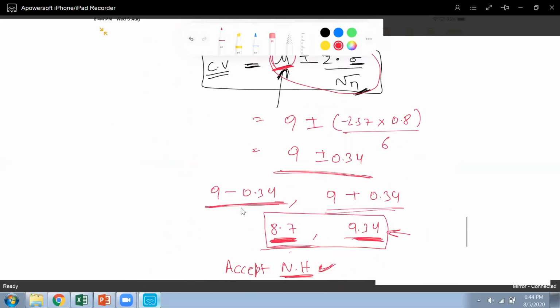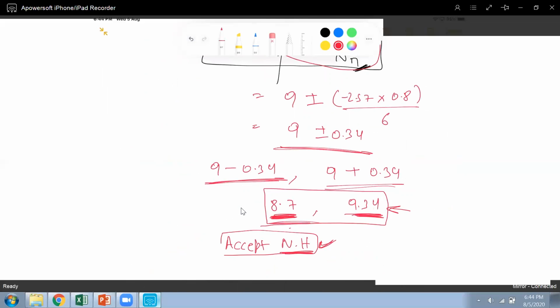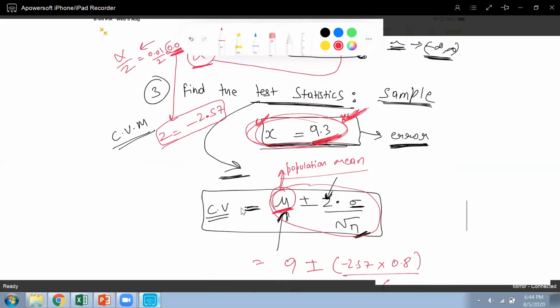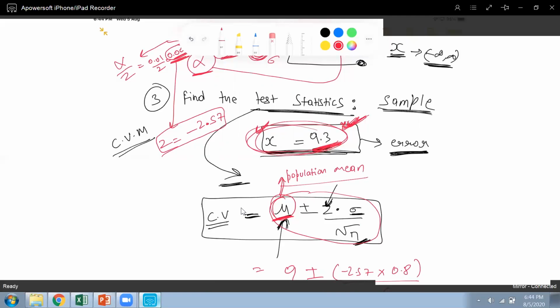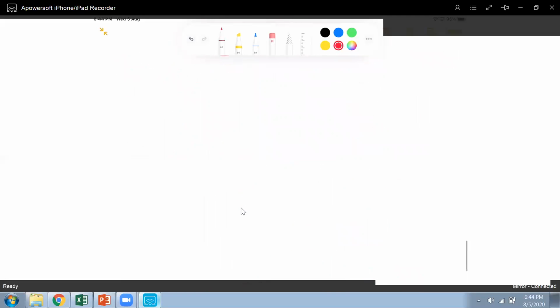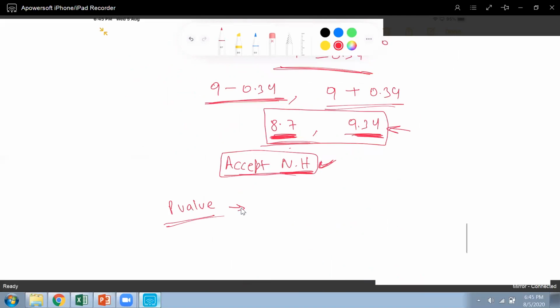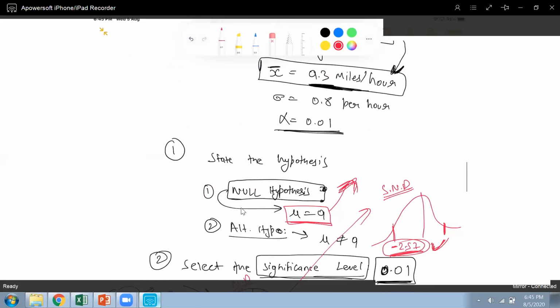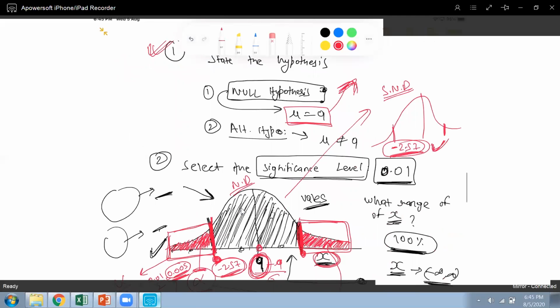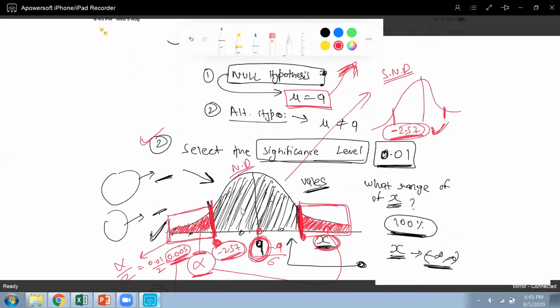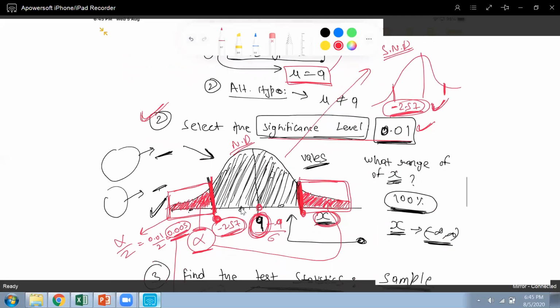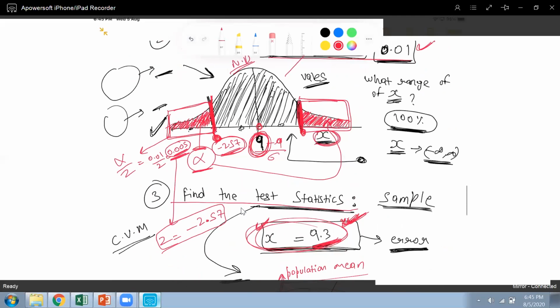So let's see one more method. This was the critical value. Using the critical value method we found this. Now let's find using the p-value method. All the steps will be the same. Stating the null hypothesis and the alternative hypothesis is the same. Selecting the significance level is also the same. Now, in the third step, finding the test statistics.